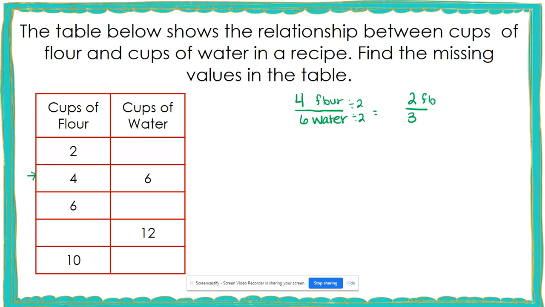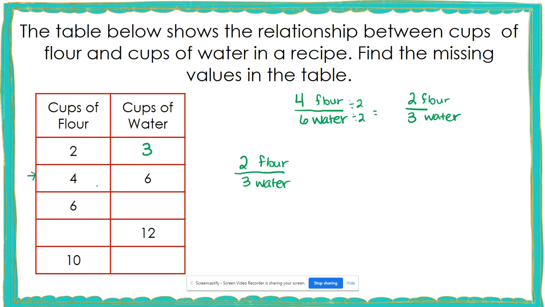So that means that for every 2 cups of flour, there are 3 cups of water. Well, when I look in my table, I see that I have 2 cups of flour, so I know that 2 cups of flour has 3 cups of water. Now I can take this and fill out the rest of this. Since I know that the rate that I'm using is 2 cups of flour for every 3 cups of water, I'm going to look at the next value in my table.